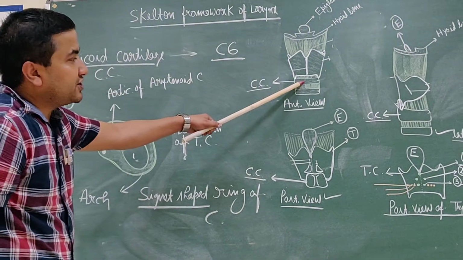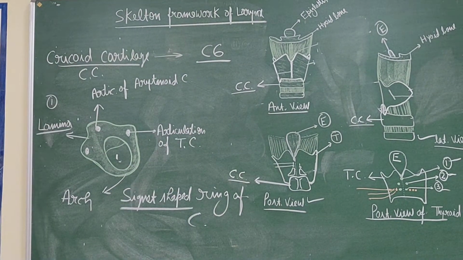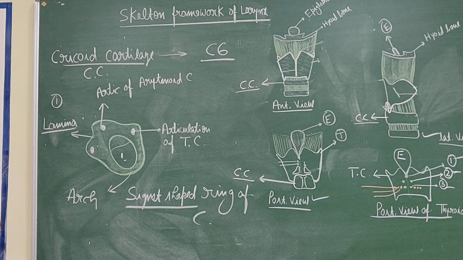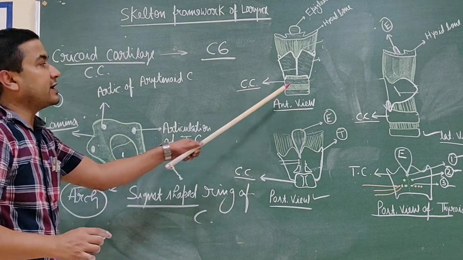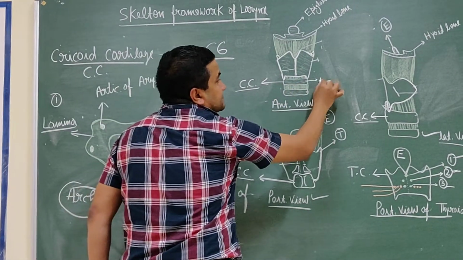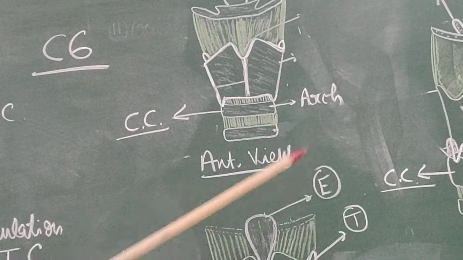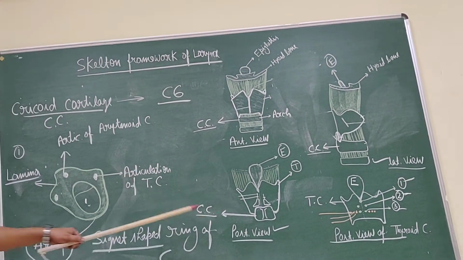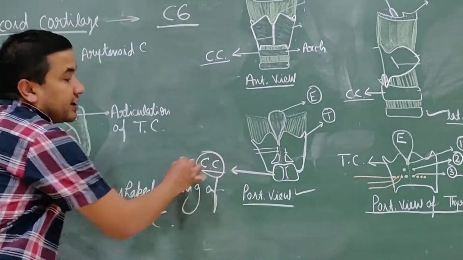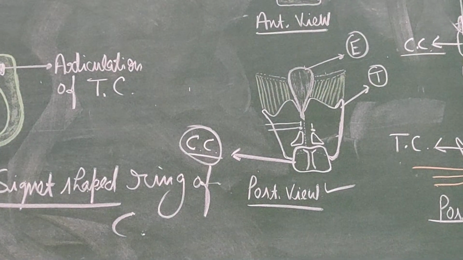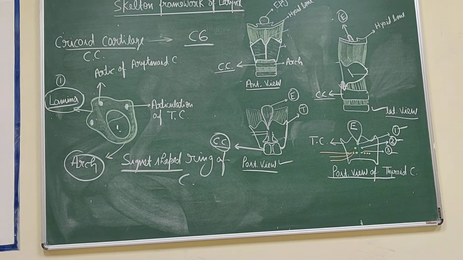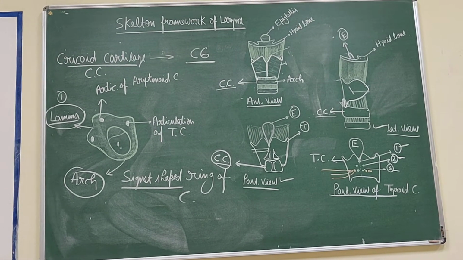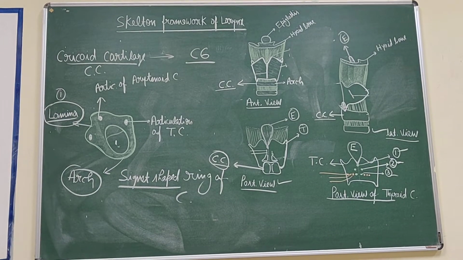Anteriorly, this is the anterior view and this is the posterior view. Anteriorly, it is narrow and this is known as the arch of the cricoid cartilage. While posteriorly, it is broad. This is the posterior view, and that is known as the lamina. So anteriorly it is the arch, while the posterior broader part is the lamina.